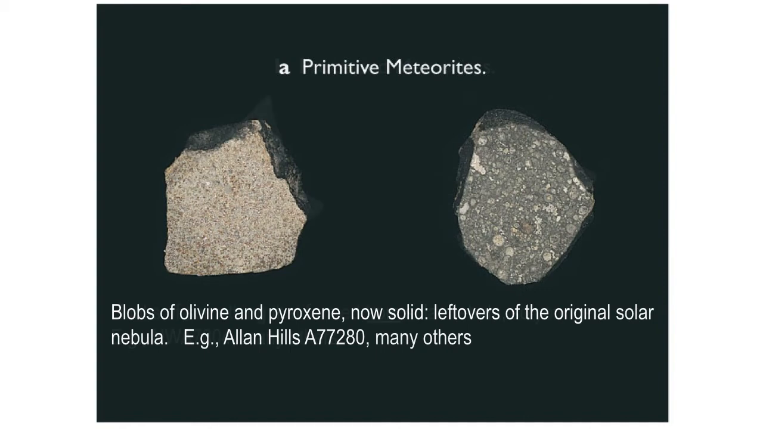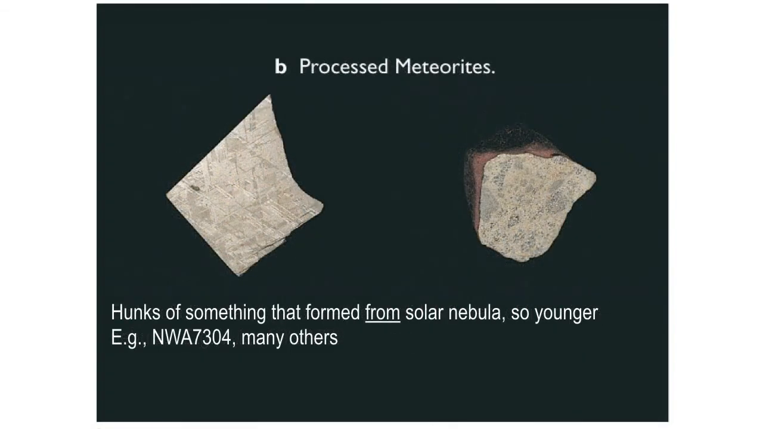NWA. Here's a second kind, and these are called processed meteorites. And we think that these ones are fragments of stuff that formed from the solar nebula. So we think that NWA 7304 is a fragment of a larger object. And so these are two different kinds of meteorites, processed and primitive.